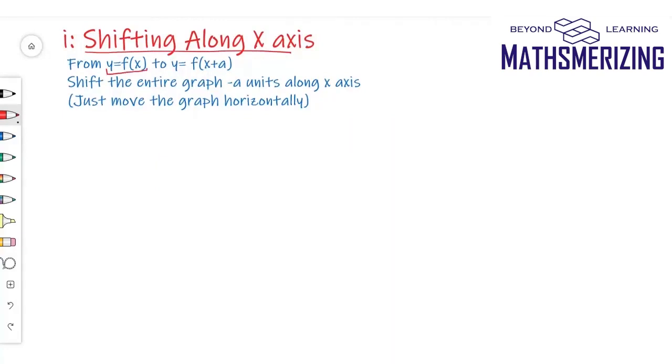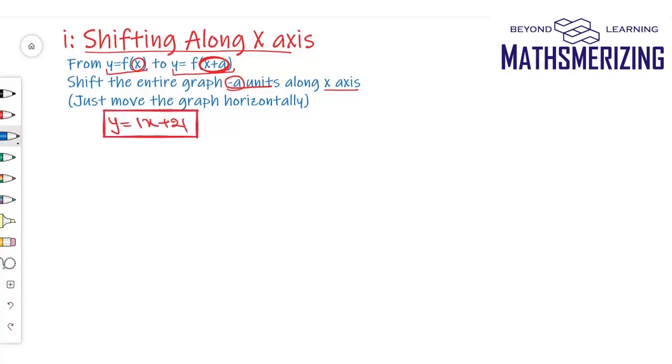Suppose I'm given the graph of y equals f(x), and now I want to draw the graph of f(x plus a). So what I've done is I've simply changed this x to x plus a. So in order to draw this graph, all I need to do is shift the entire graph minus a units along x-axis. So I'll just move the graph horizontally. So I'll take up an example. Say for example, suppose I have to draw the graph of y equals mod of x plus 2.